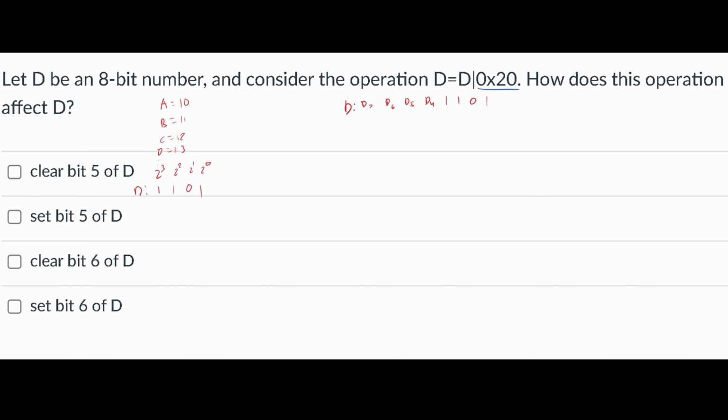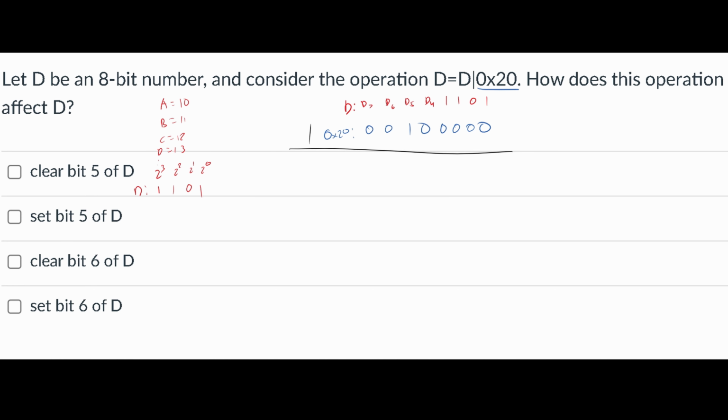Next we have our 0x20. So we can look at this. Our 2 is just going to be 0, 0, 1, 0, and we can look at this for any reference that we need. And 0 is just going to be 0, 0, 0, 0. So we want to OR these together and ask, how does the operation affect D?